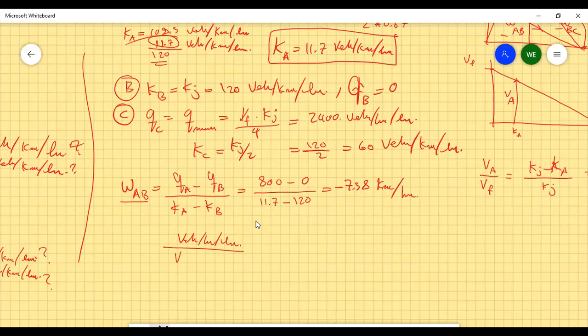Divided by vehicle per kilometer per lane. So the vehicle goes with the vehicle. The lane goes with the lane. But here, divided by, so this will be kilometer per hour. This will go down. This will go up. Is that clear, guys? Understood? That's how the units ended up to be this way. Okay.